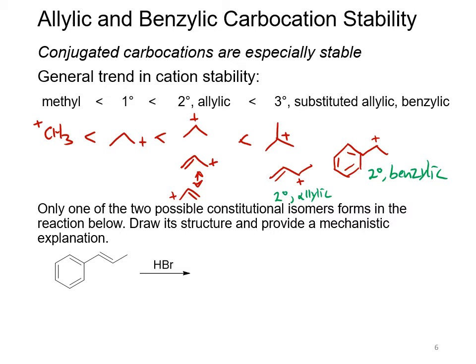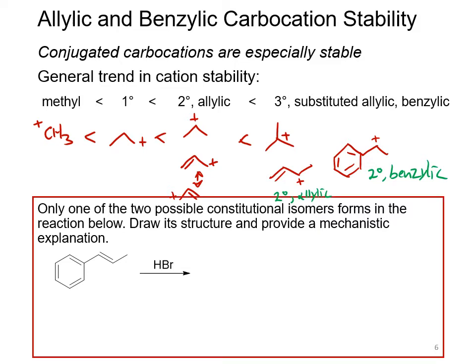So thinking about what makes carbocations more stable and these effects of conjugation, now you should be able to think about this question, this hydrohalogenation, or HX addition to the alkene shown. There is only one of the possible constitutional isomer forms, and you should be able to think about and explain why that is.